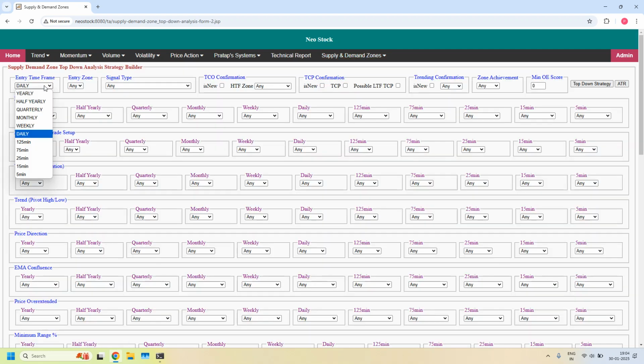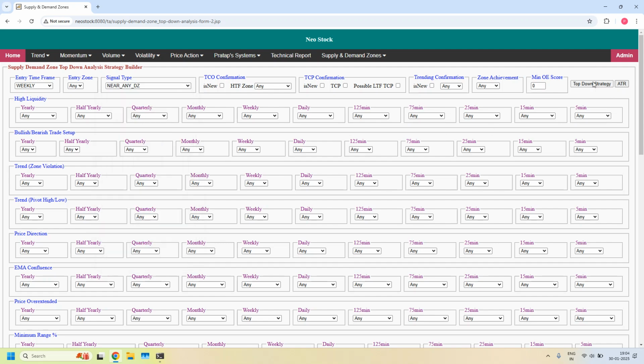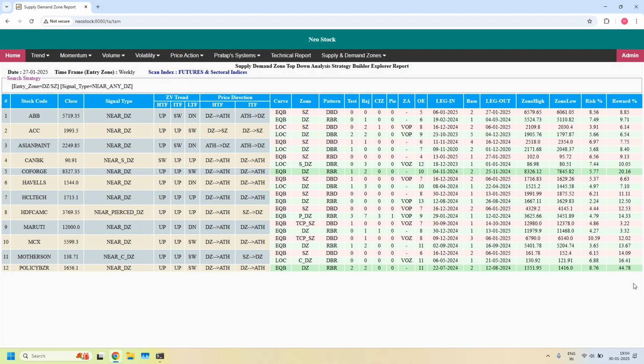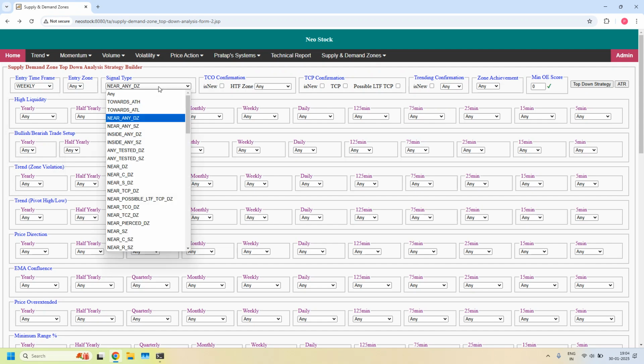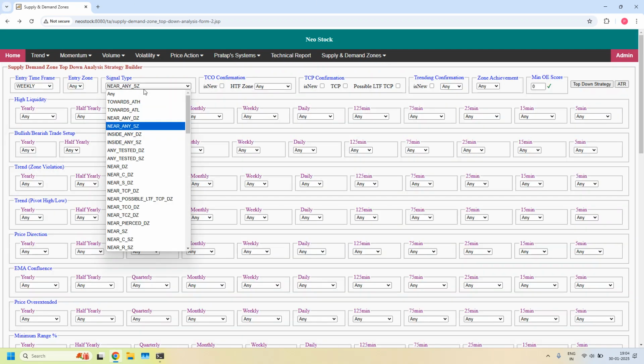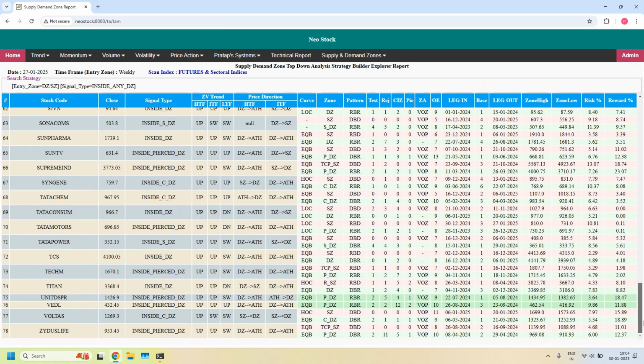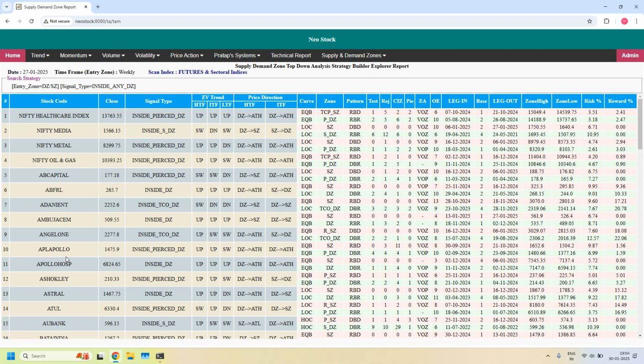Next time frame is weekly. Stocks near weekly demand zone. We got 12 stocks. Next, weekly time frame, stocks near weekly supply zone. We got 13 stocks. Next, weekly time frame, price closed inside the weekly demand zone. We got 78 stocks. First 15 stocks in the list. I'm scrolling the list down.